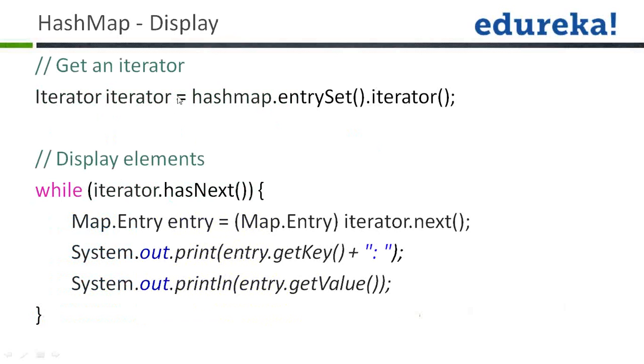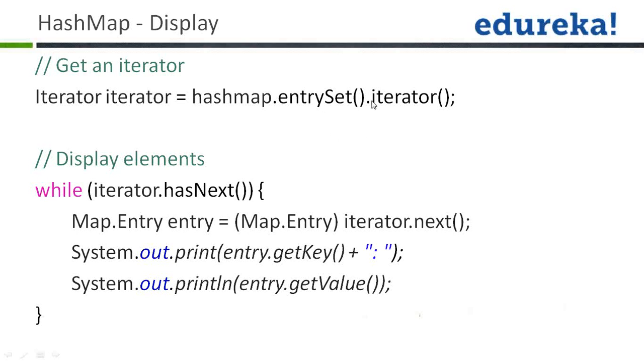Now how to display the values? You get an iterator: iterator equals hashmap.entrySet().iterator(). This is the difference from ArrayList, because the values are actually present in a set. So for that you will be using entrySet().iterator().